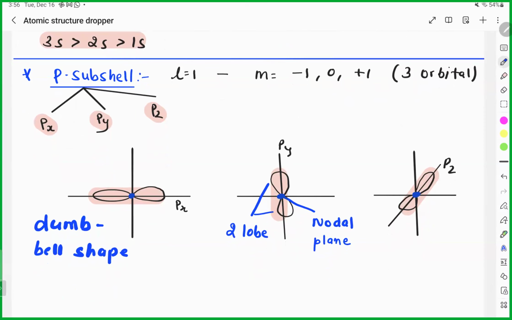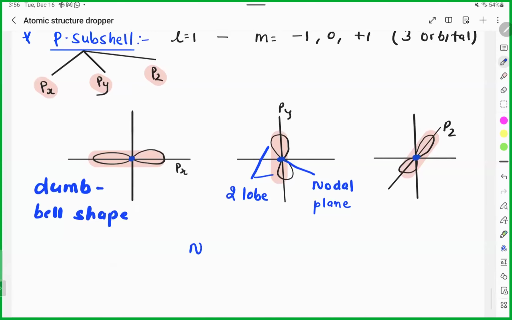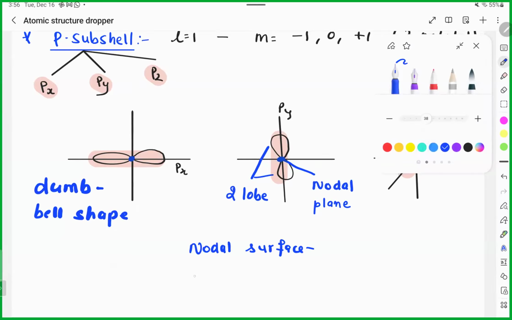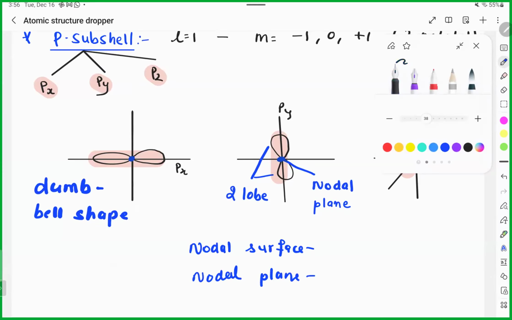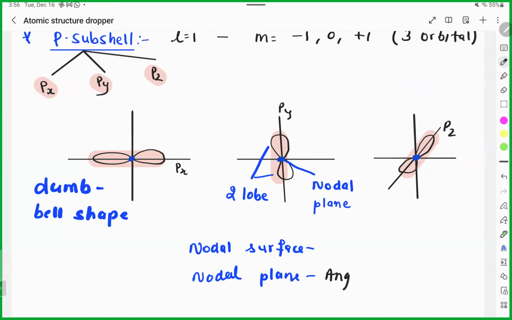No, I said it the wrong way around. Nodal surface means radial node, and nodal plane means angular node. This is angular. This is radial.